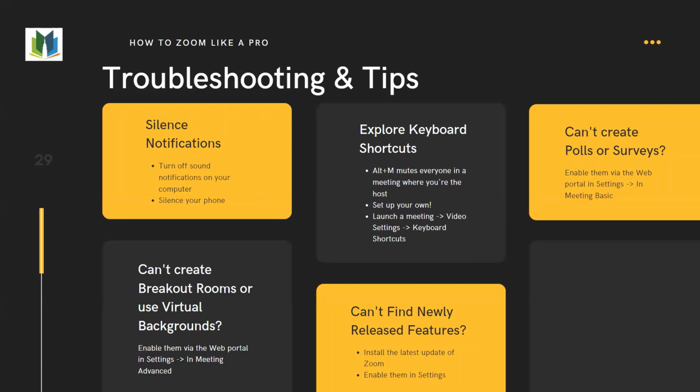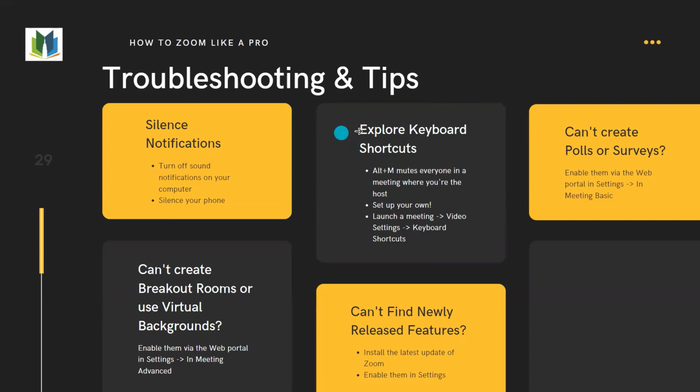That's it for the features of Zoom and how to use it as a pro, as both a participant and a host. But here are some troubleshooting tips if you run into difficulty as well. And I've got some recommendations, such as silencing your notifications. So this includes turning off your Outlook or other notifications on your computer, silencing your cell phone as well.